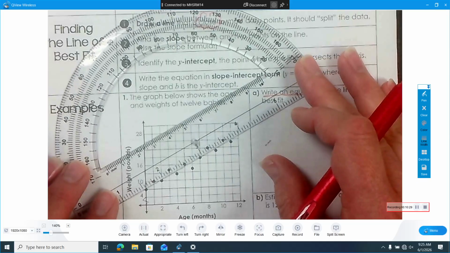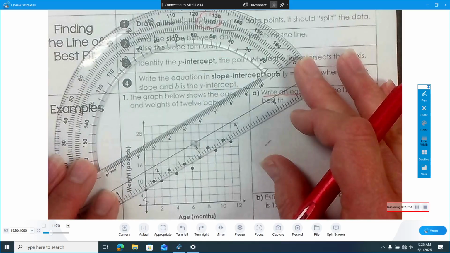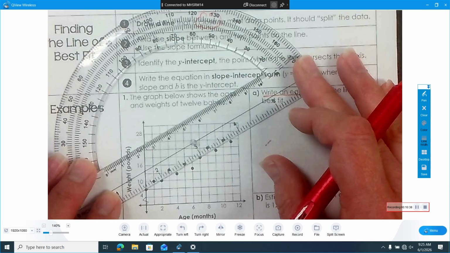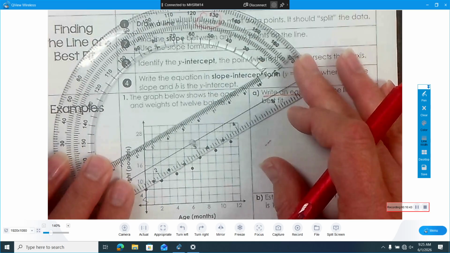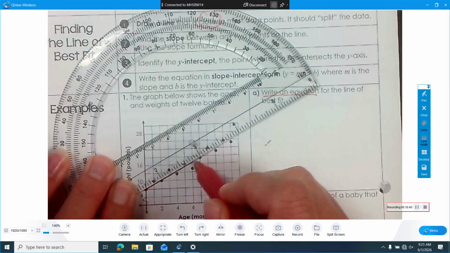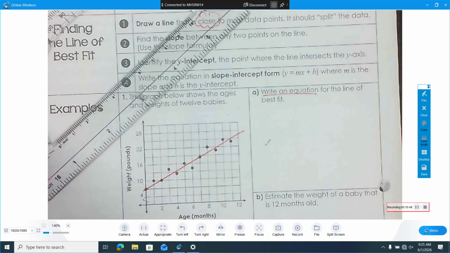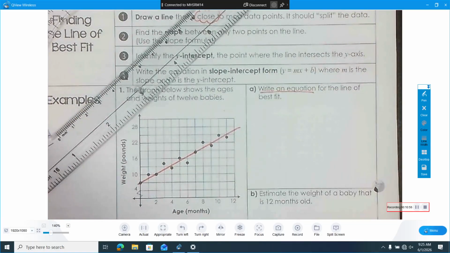So I'm just going to slowly move my protractor so that it's sort of in between the most amount of data points that I can manage here. And so I think that looks pretty good. So I'm going to draw my line. So that looks about like there. So there's my line. We want to use this line to help us predict what's going to happen in the future, but also understand the difference between data points on the line and actual data.